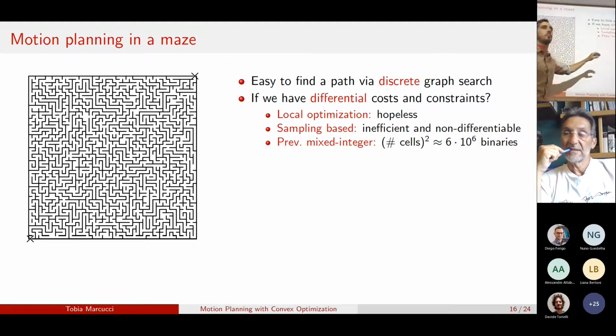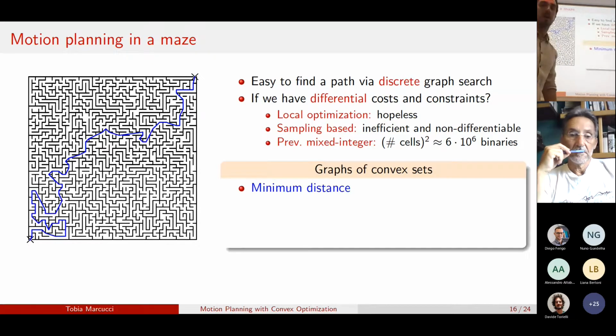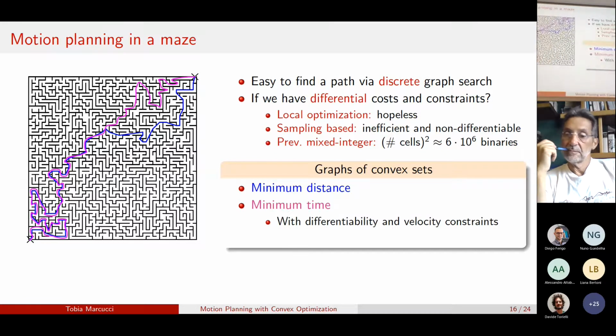And previous mixed integer approaches would have an enormous number of variables, in particular squared the number of cells in the maze. So we would have millions of decision variables. Our formulation has a number of decision variables that scales linearly with the number of cells. We can easily find the minimum distance path through the graph. We can find the minimum time.